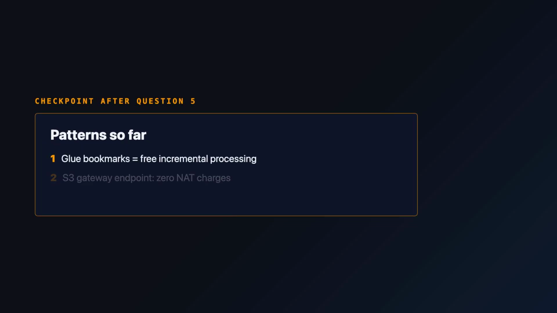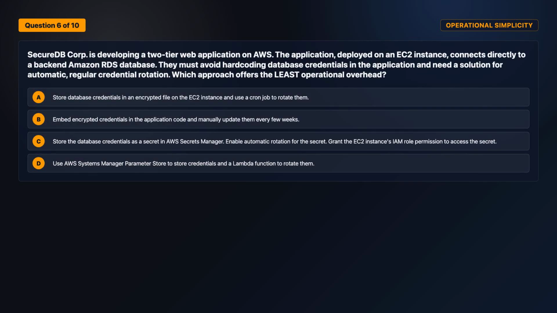Job bookmarks, gateway endpoints, and S3 lifecycle policies. Every correct answer so far reaches for the AWS built-in over custom code. Next up, question 6. Pay attention to what is really asked.